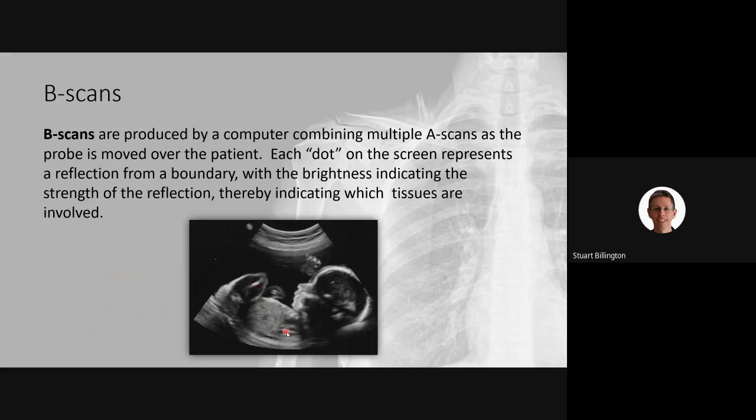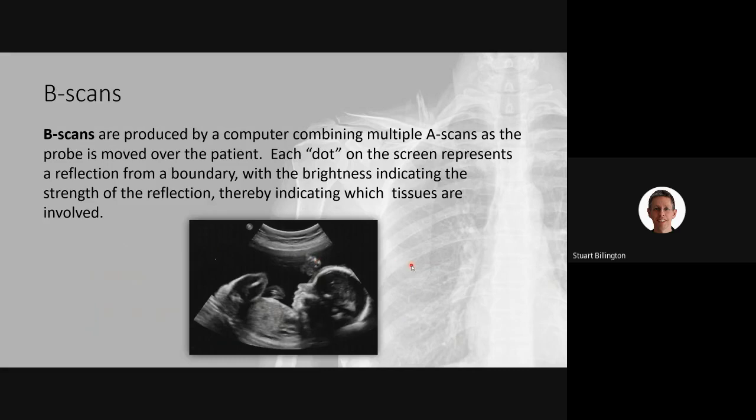It's difficult to interpret, isn't it, without it moving. That might be an internal organ, or it might be the baby's arm. It's difficult to tell. That's the baby's hand. You can see the whiter bits inside the hand are from the reflections from the bone.